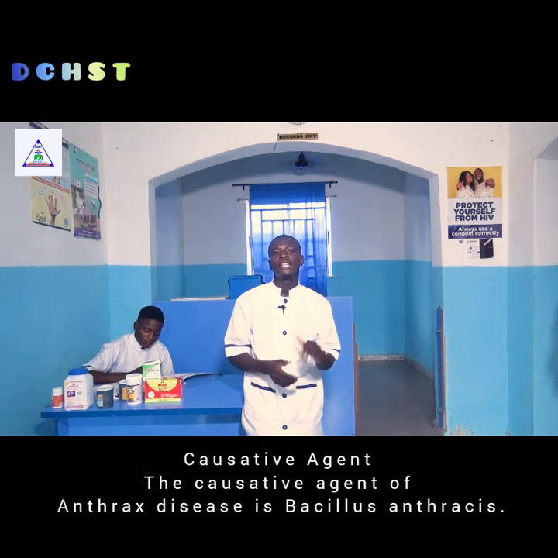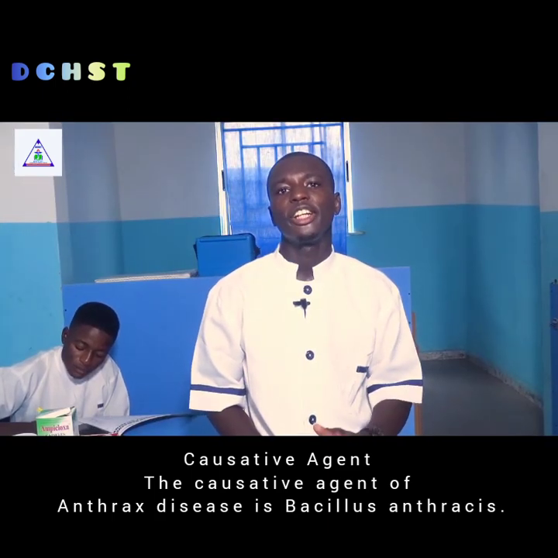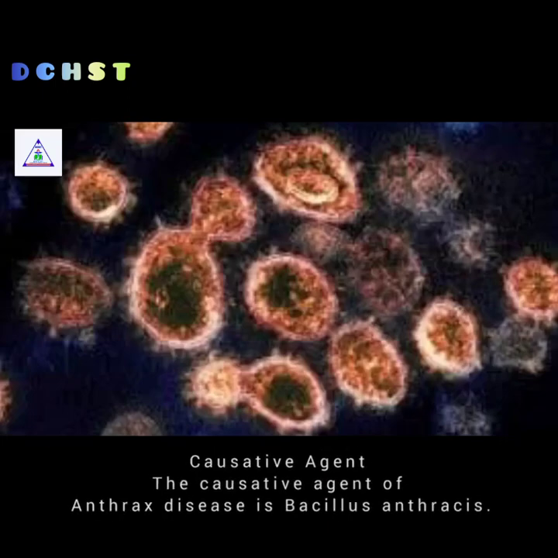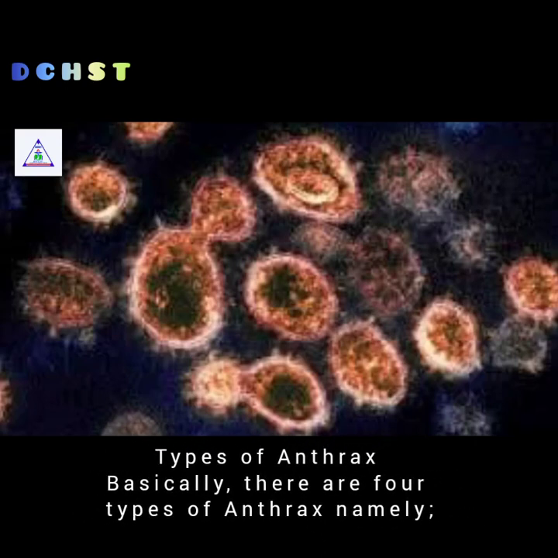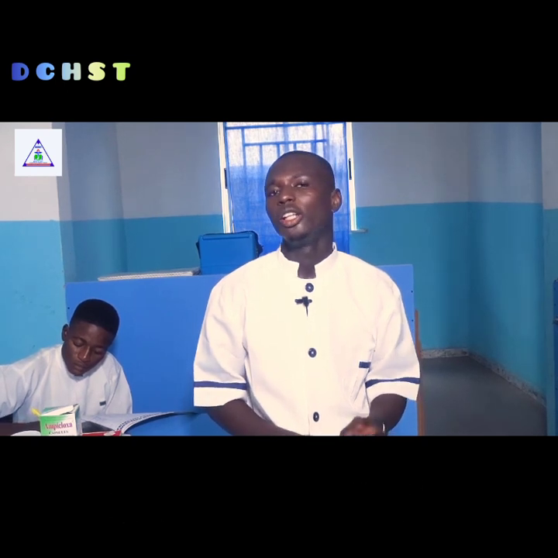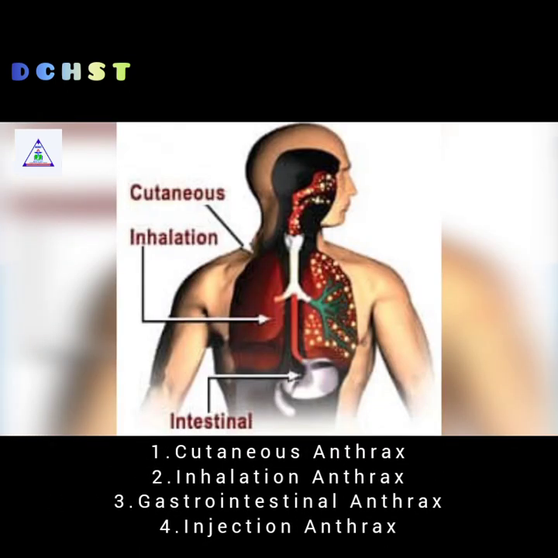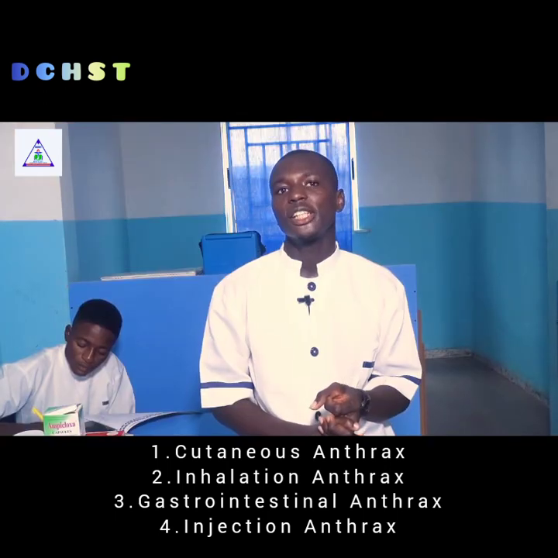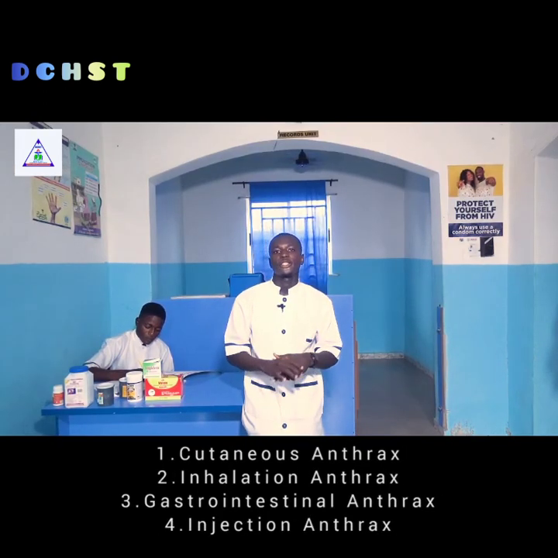Causative agent. The causative agent of anthrax disease is Bacillus anthracis. Types of anthrax. Basically, there are 4 types of anthrax, namely: 1. Cutaneous anthrax, 2. Inhalation anthrax, 3. Gastrointestinal anthrax, and 4. Injection anthrax.